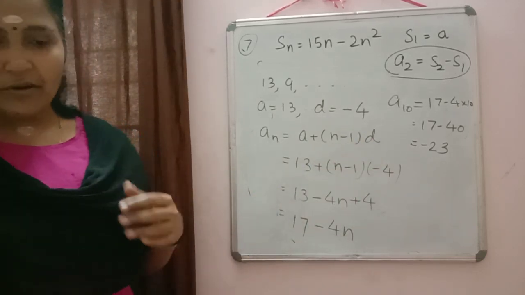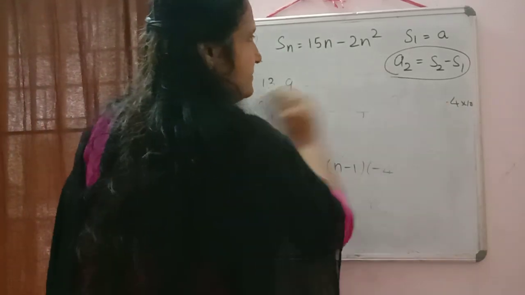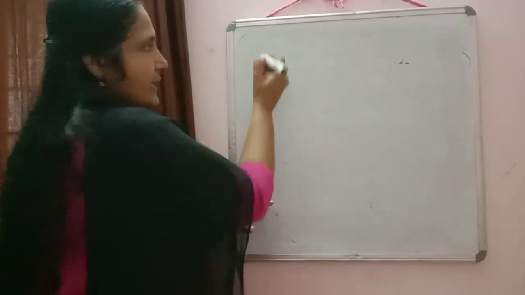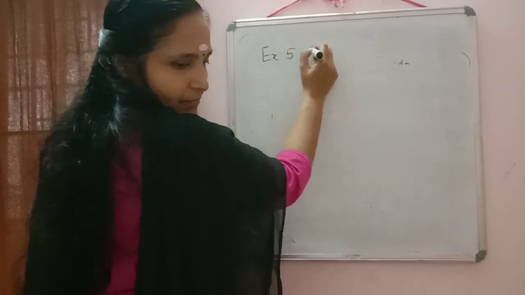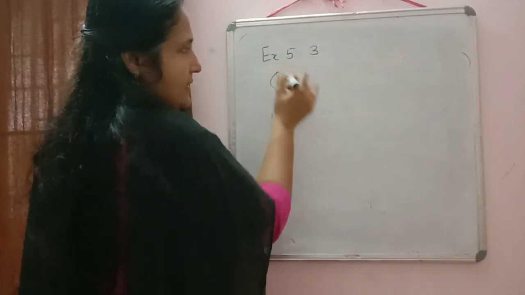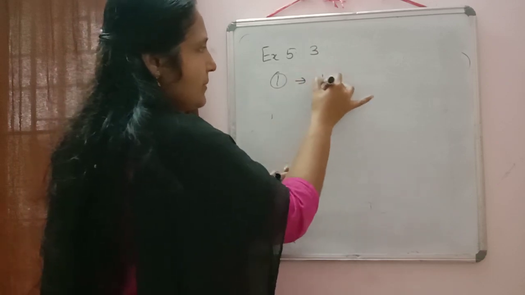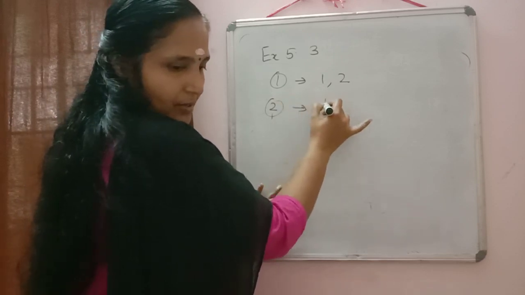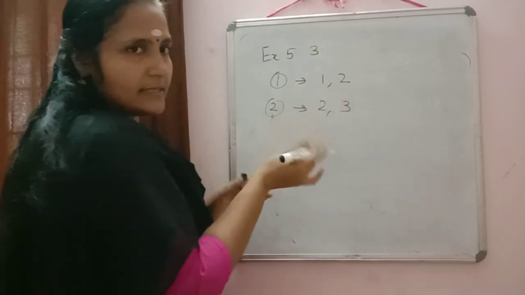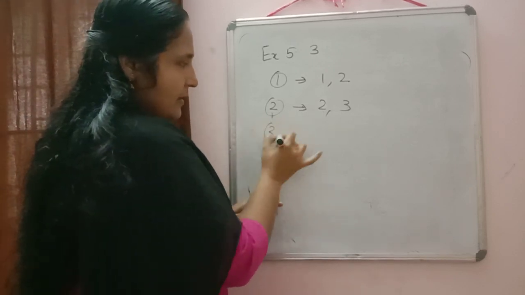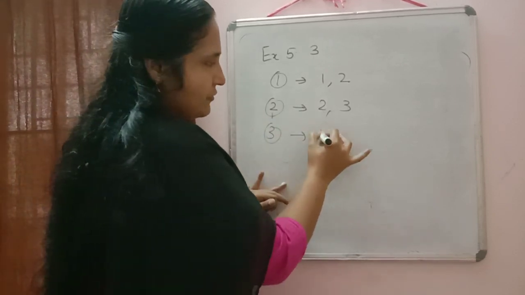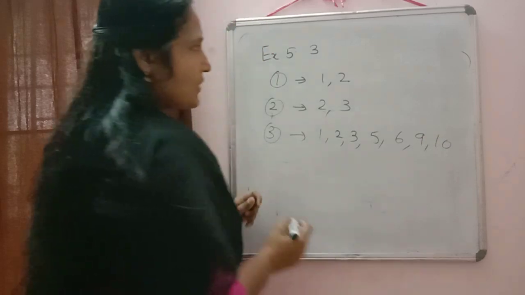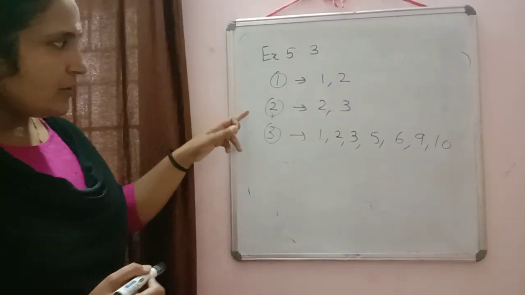So all of you please note down your homework now. So your homework is exercise 5.3. Different parts are there. So I am writing question number 1. In question number 1 you have to do question number 1 and 2. Then question number 2. In question number 2 you have to do question number 2 and 3. Remaining I have discussed in the class. In question number 3 you have to do 1, 2, 3, 5, 6, 9, 10. So exercise 5.3 question number 1, 2 and 3.